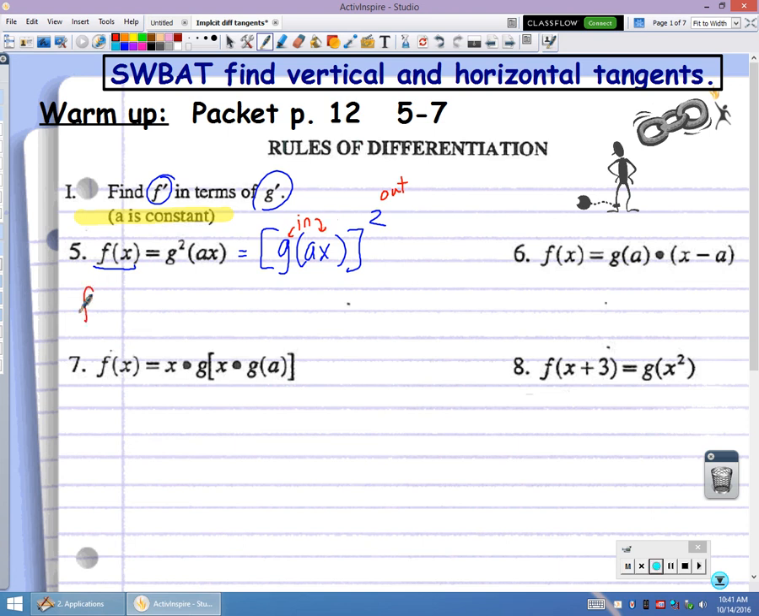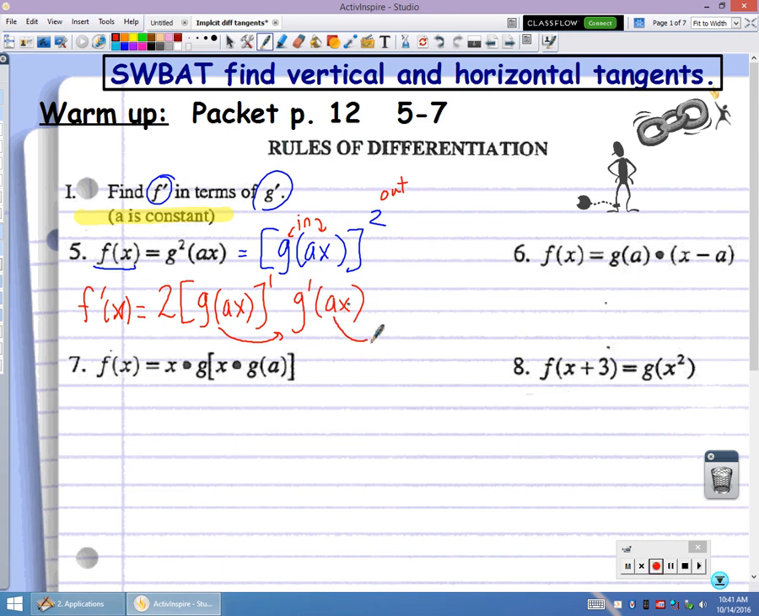So when we find the derivative, we're going to begin by using the power rule. So we have 2 of that quantity. We're going to leave the inside alone to the first power. And normally we won't necessarily write to the first power, but that's just for emphasis. Then I'm going to find the derivative of the inside. The derivative of g is g prime, leaving the inside function alone again.